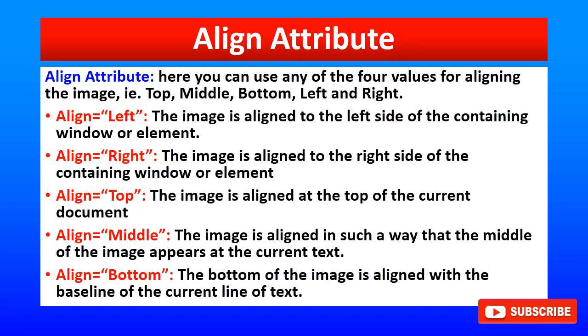The image is aligned in such a way that the middle of the image appears at the current text or next image. That I will show you in practical. And last one is image align is equal to bottom. The bottom of the image is aligned with the base line of the current line of text. This also doesn't work much in practicals. We will check just now all the 5 values with the attribute align.